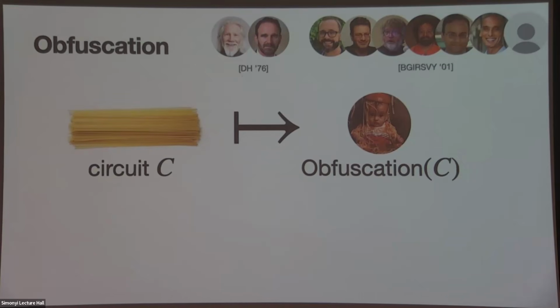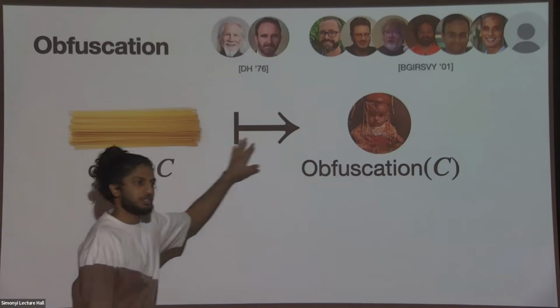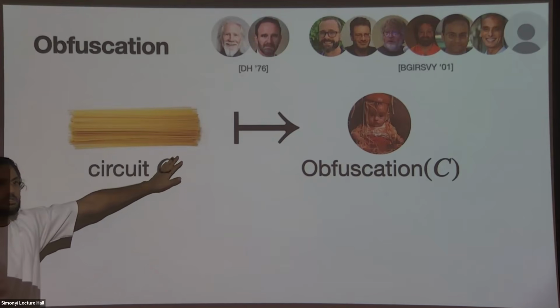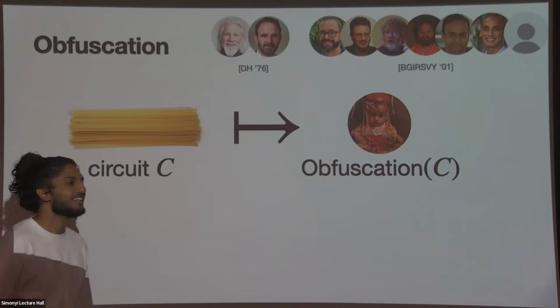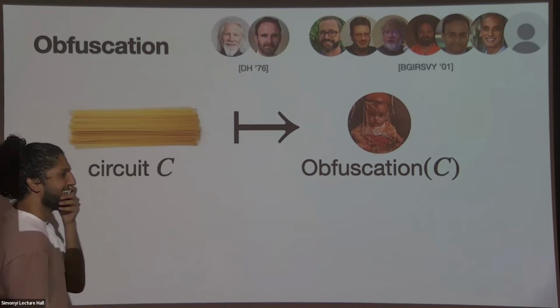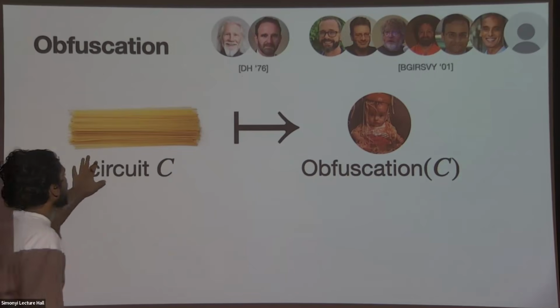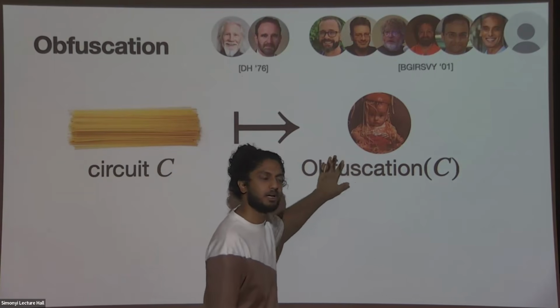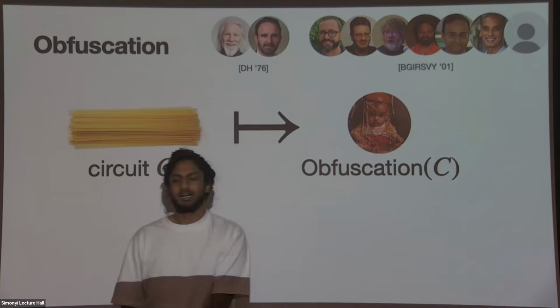Yeah, it's also a circuit. I'm going to give a more formal definition in a second, but I'm going to map a circuit to another circuit, and you'll also want the property that it computes the same function. So it's going to map a circuit C into another circuit that computes the same function, but is hopefully obfuscated.